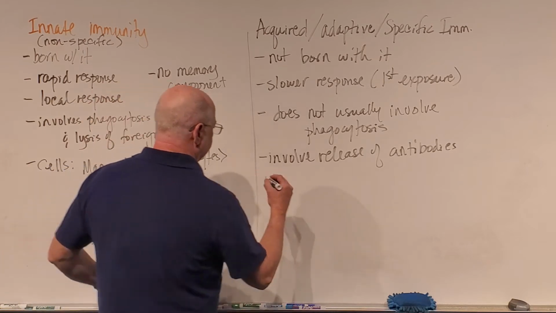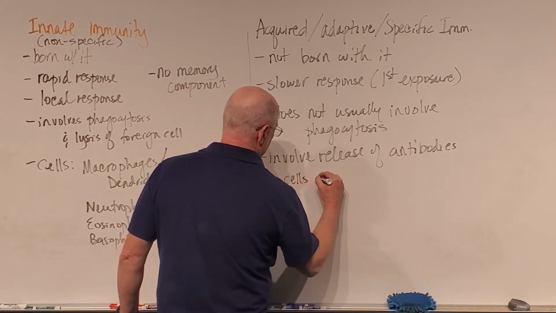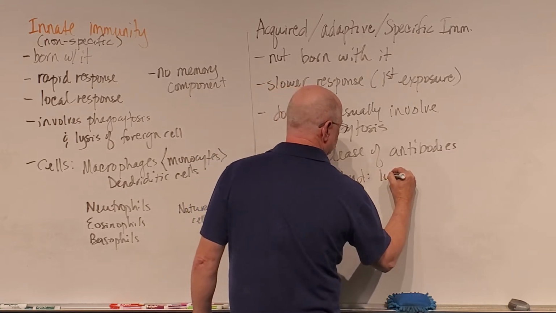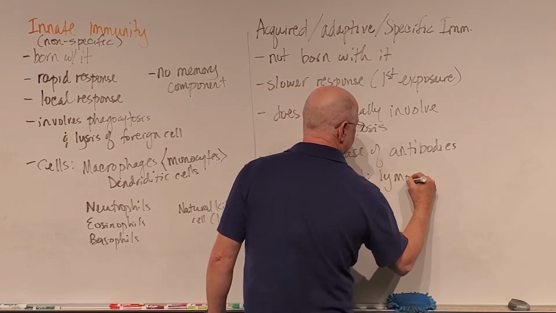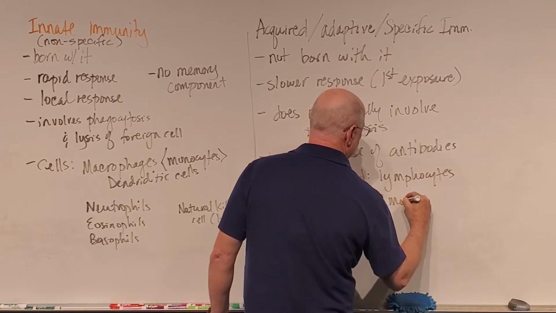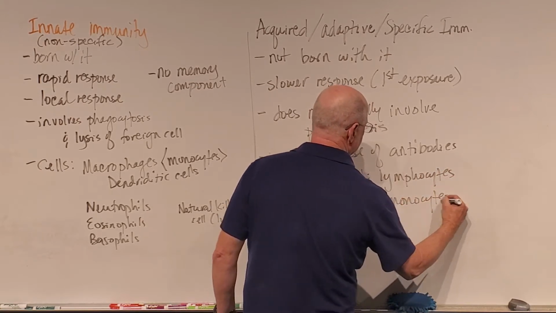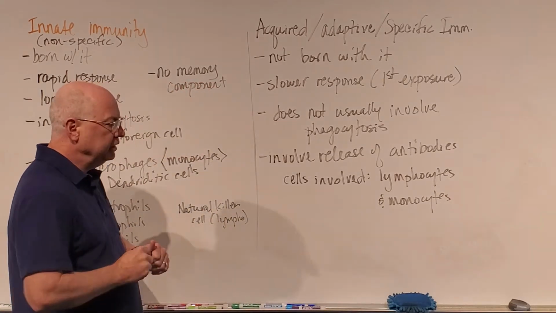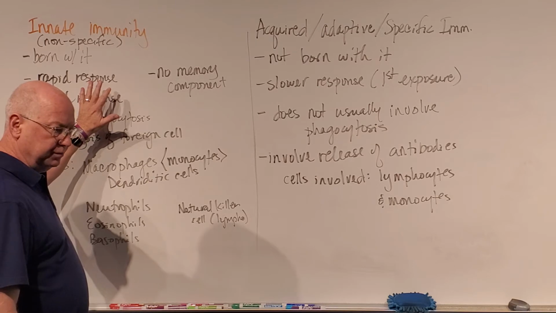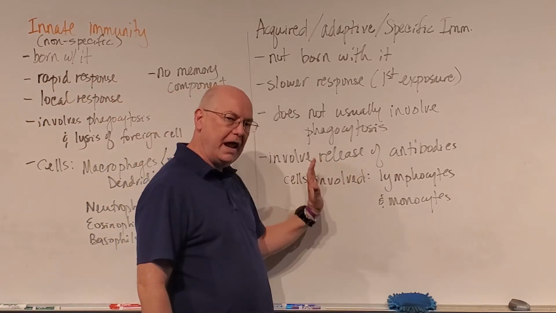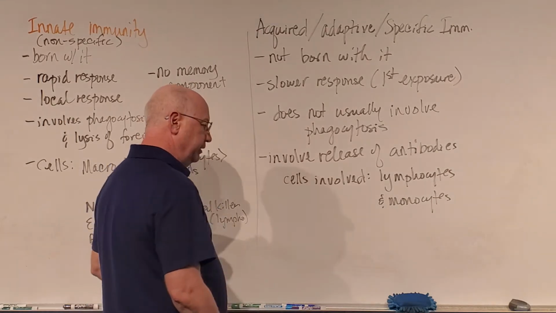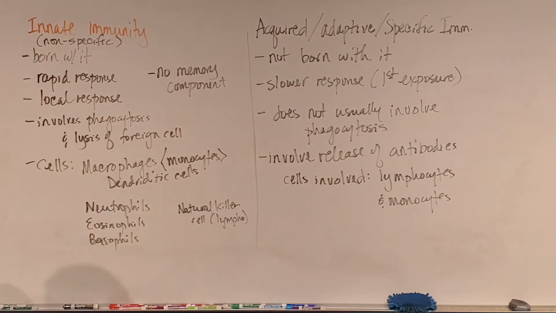The cells involved are usually what we call lymphocytes. We've talked about all these white blood cells, and to some degree what we call monocytes and dendritic cells. Okay? Macrophages and dendritic cells are part of the innate immune system, but they can play a role in activating the acquired immune system. And we're about to see how. Okay? So, I want you to know some of the differences.